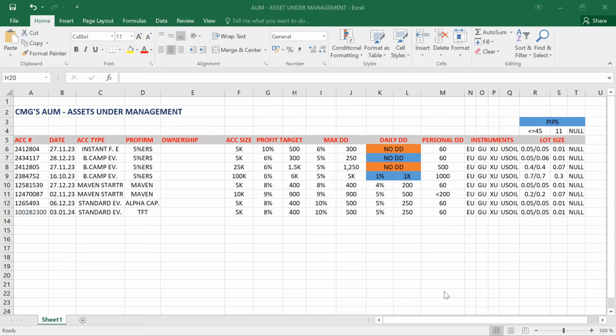Now, anytime you have an account, whether a personal account or with a profile, right?